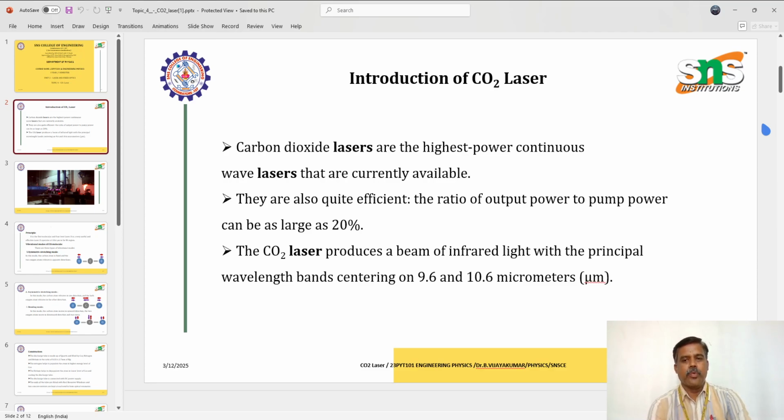The ratio of output power to pump power can be as large as 20%, greater than in other types of laser. The CO2 laser produces a beam of infrared light with the principal wavelength bands centering on 9.6 and 10.6 micrometer.